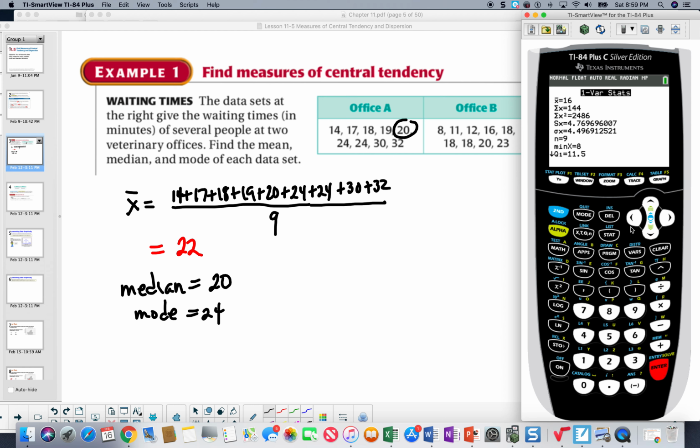Now this is going to give me my mean, and my mean is 16 for Office B. And I want to know my median. Actually, the calculator will give the median, but you have to go down arrow. And here's the median, 18. And we visually can see that the mode is 18. I won't write that for you, but those are the three answers that we have here.